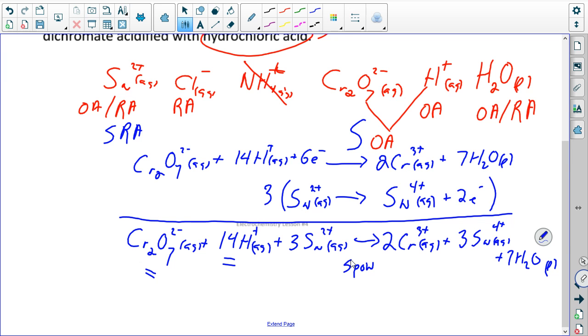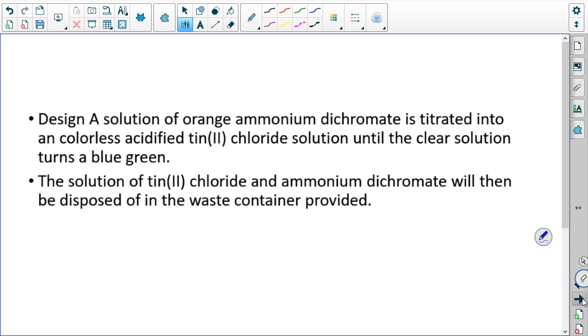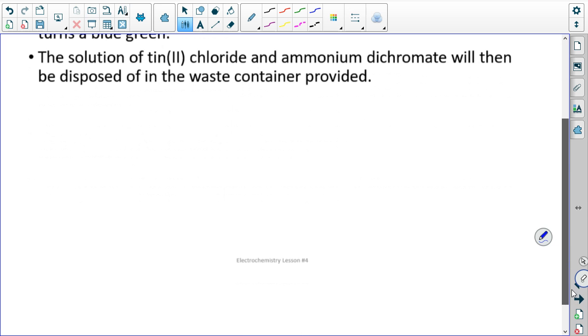And if we look at chromium 3, it is a green color. We might see the solution turning from orange to green because we have the orange being used up and we're creating something that's green. Tin doesn't have a color, so we don't have to worry about it. Neither tin 2 or tin 4. So that idea of observable was part of that question.